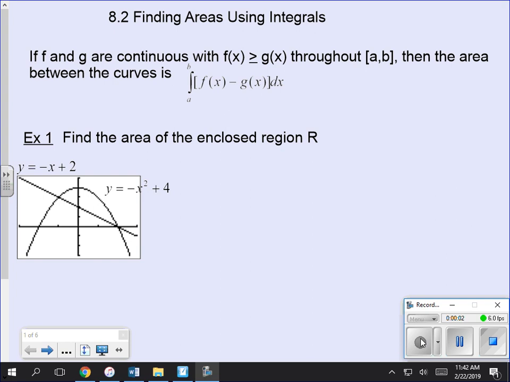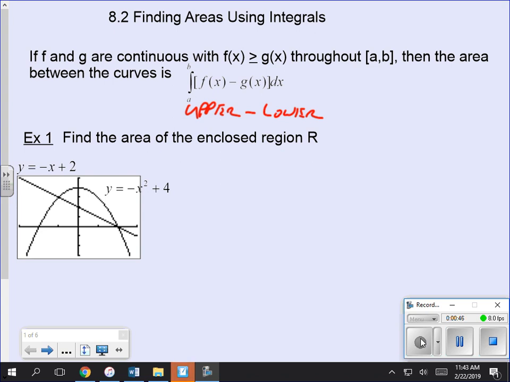Okay. If f and g are continuous functions with f greater than g throughout the interval from a to b, and it is a closed interval, so it includes those endpoints, then the area between the curves is the integral from a to b of f of x minus g of x. F of x minus g of x is important. Which one is which? It's the upper curve minus the lower curve. Literally, the one above minus the one below.